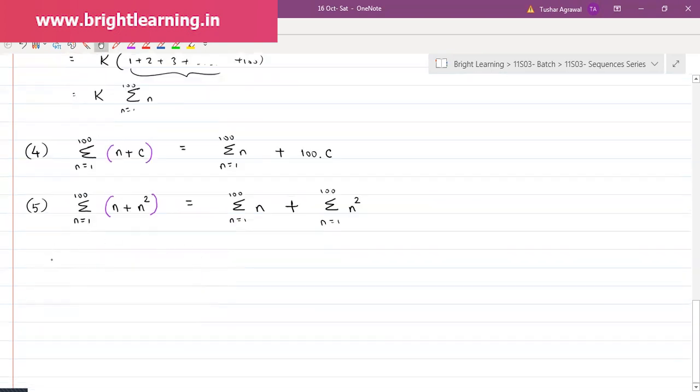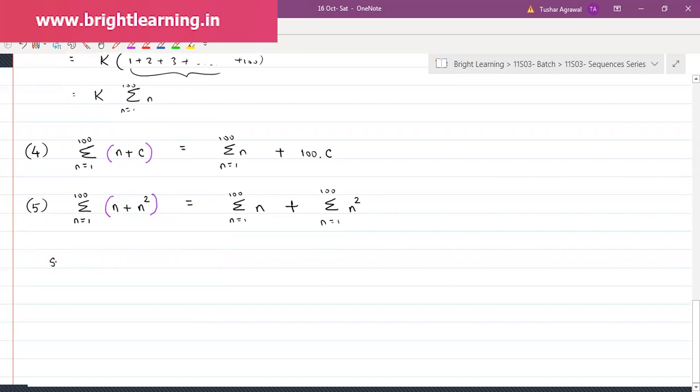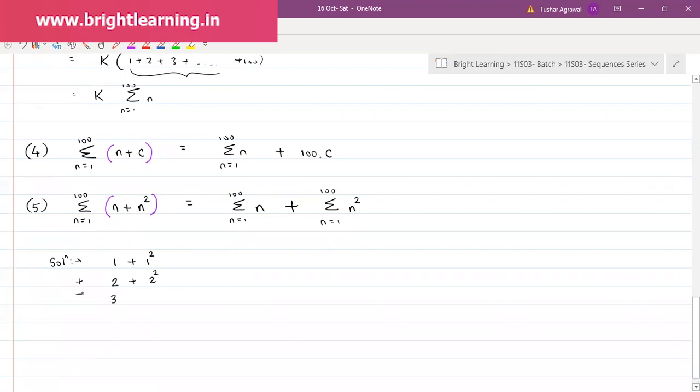Now, what is the reason behind this? What is the first term? If I put n equal to 1, the first term becomes 1 plus 1 square. If I put n equal to 2, the second term becomes 2 plus 2 square. If I put n equal to 3, the third term becomes 3 plus 3 square. If I put n equal to 4, 4 plus 4 square, and so on, up to 100 plus 100 square.